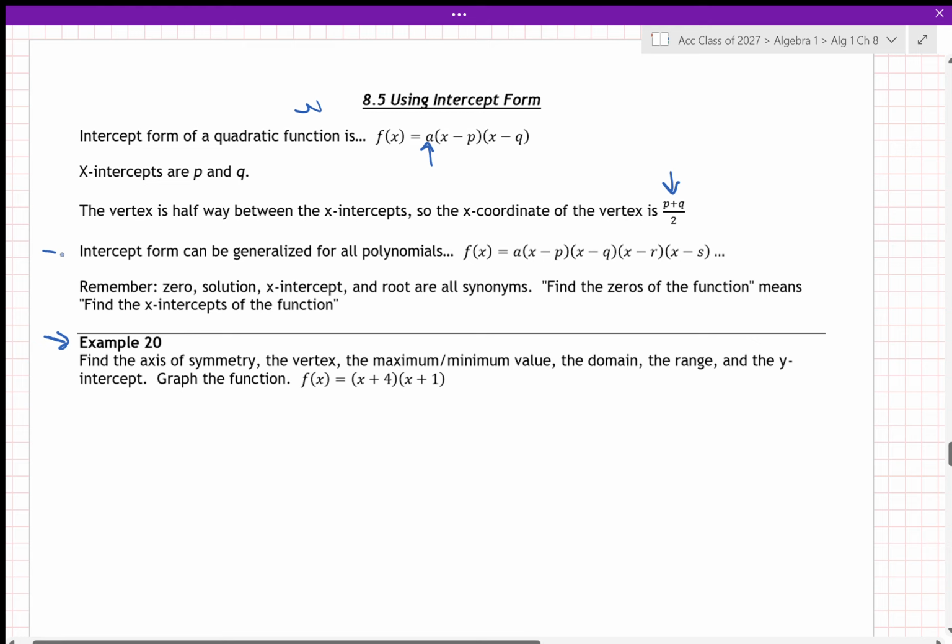Intercept form can be generalized for all polynomials. And this is kind of a neat idea here, and I want to show you that on a graph. So I made a little Desmos graph here. Up here I graphed x minus 5, x plus 2, x minus 8, and x plus 0. And then if we look here, that x minus 5, the opposite of negative 5 is positive 5, and there's an x-intercept right there at 5. X plus 2 gives us negative 2, and there's an x-intercept there at negative 2. X minus 8 is positive 8, and then x plus 0 is 0.